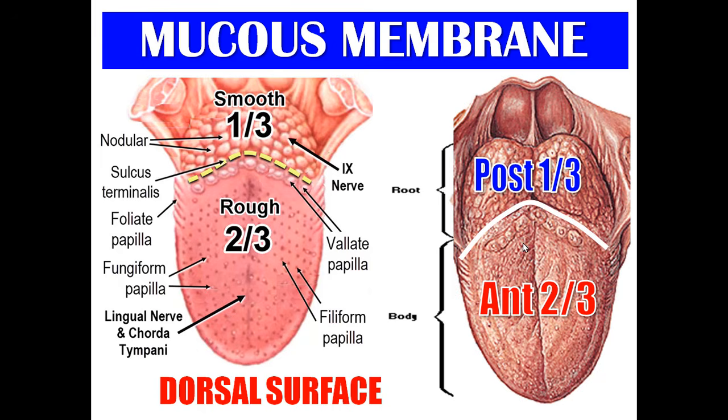Regarding the anterior 2/3 of the tongue, it is rough due to the presence of lingual papillae, and we have 4 types of lingual papillae. The first one is the vallate or circumvallate papillae, which are present along the sulcus terminalis, then filiform papillae, foliate papillae, and fungiform papillae. These papillae contain the receptors for taste, which are called taste buds. Regarding the posterior 1/3, it is smooth due to absence of lingual papillae.